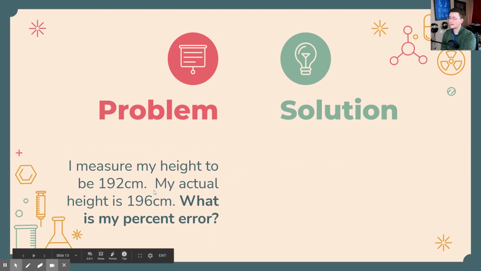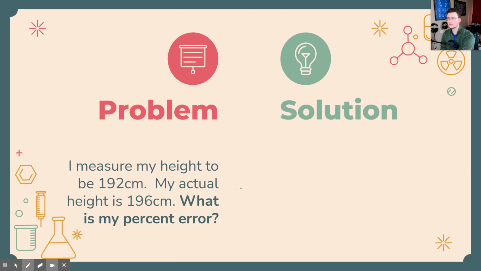I measure my height to be 192 centimeters. My actual height is 196 centimeters. What is my percent error? So again, I'm going to take 196, and I'm going to subtract 192, and I'm going to get an error of 4 centimeters. So that was my first step.